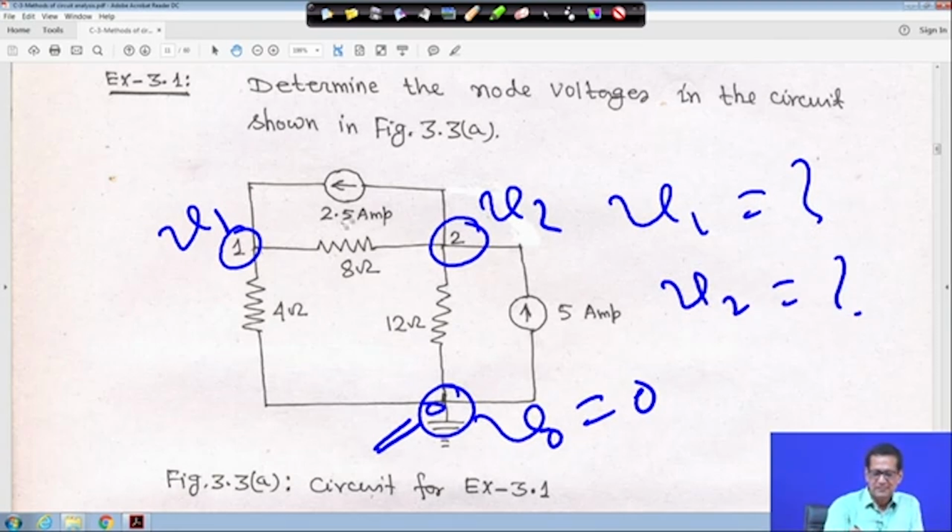And two current sources are there, 2.5 and 5. Details I have made in the next diagram, but before that I just told you that even if V1, V2 are not marked in the circuit, if you are asked what the node voltages are, then you have to assume this is V1 and this is V2. So, let me clean it.